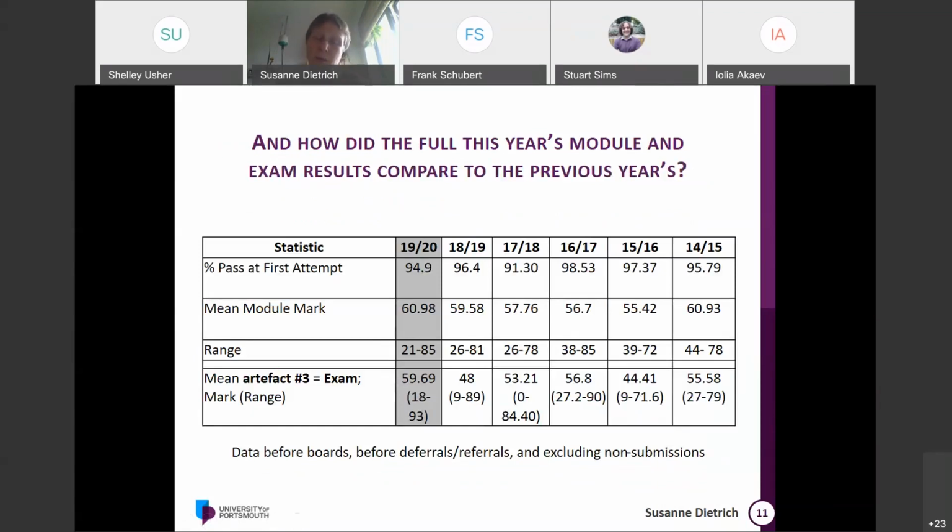Now, how did our MCQ fare compared to previous years' exams? Here you can see the percentage of students passing at first attempt, the mean module mark, also the mean exam mark. What you can see is that compared to previous years here, this year's results are not much different. They are, in fact, as far as the exam is concerned, better.